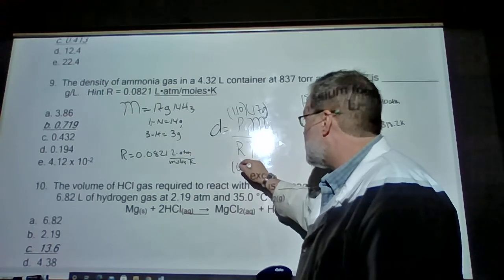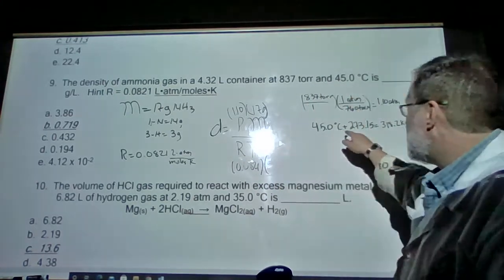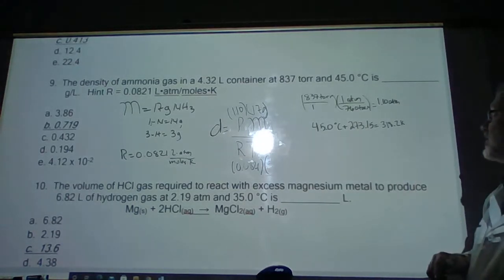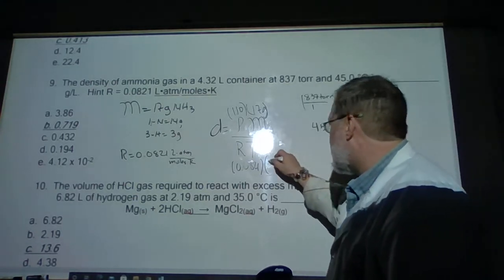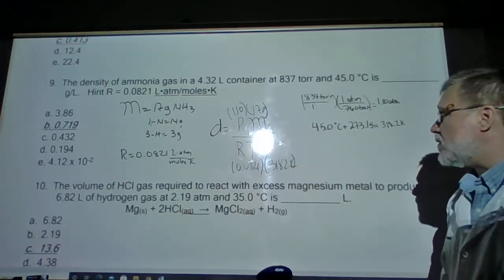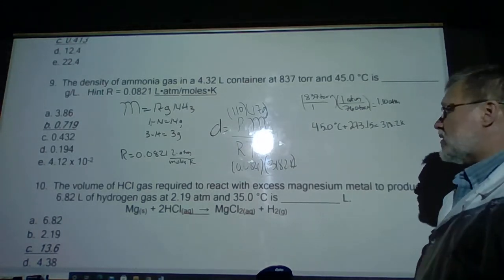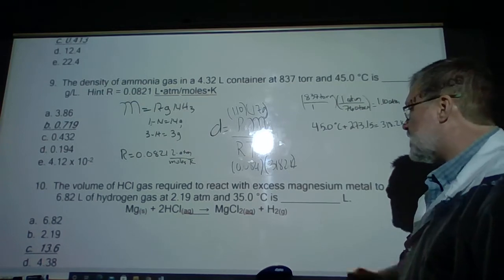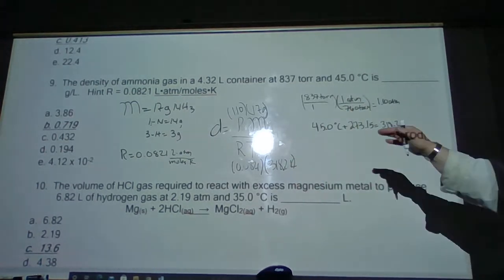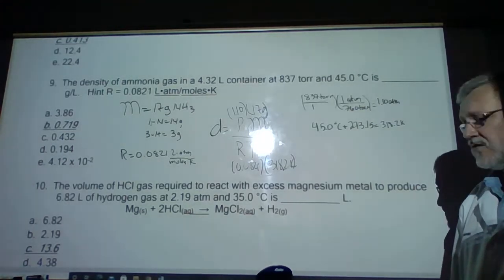R is 0.0821. Temperature is in degrees K, so we need to convert 45 degrees C to the corresponding value of K, 318.2 K. So the density is 1.10 times 17, all divided by 0.0821 times 318.2. So the density here is 0.719, answer B.